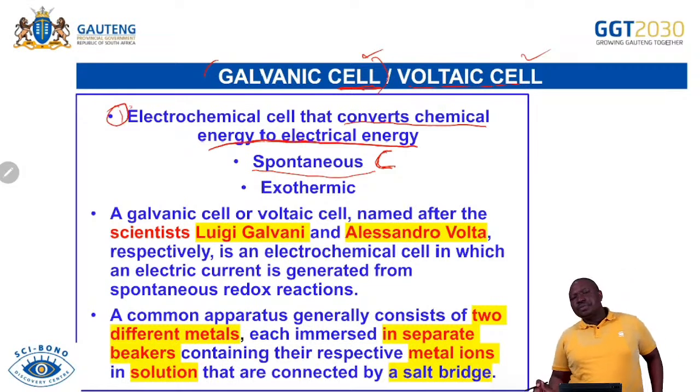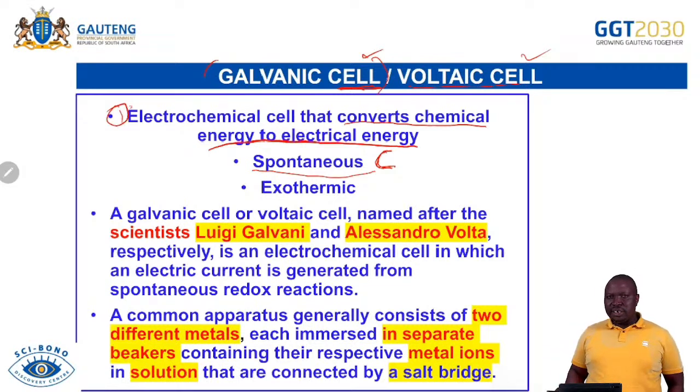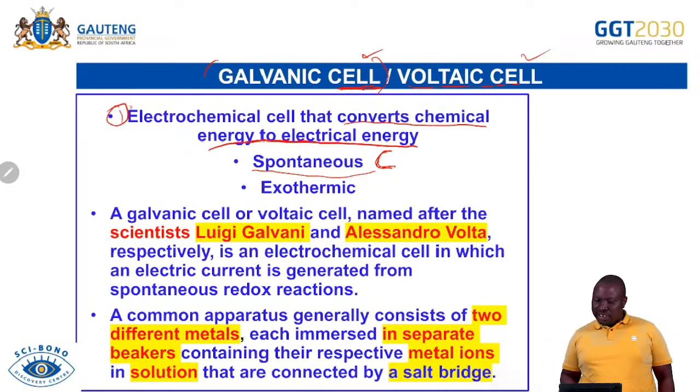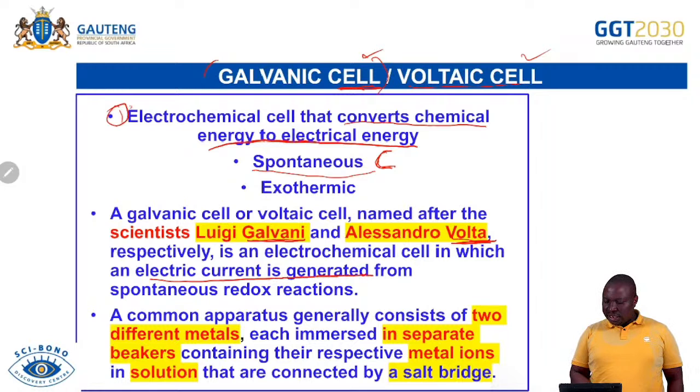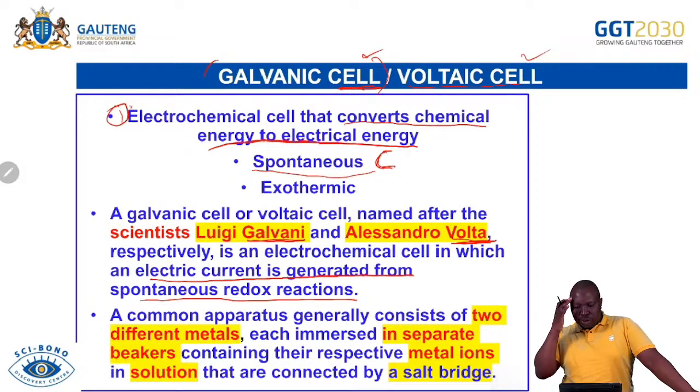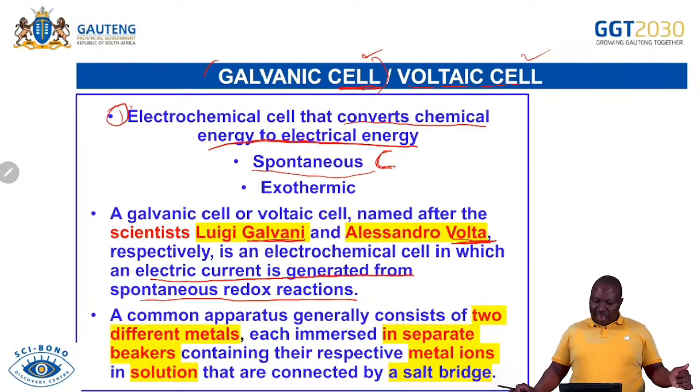Now, a brief history. We won't ask you about the history of the galvanic cell in the exam, but I thought it would be very important for you to understand where this is coming from. A galvanic cell or a voltaic cell is named after the scientists Luigi Galvani and Alessandro Volta, Volta for voltage, respectively. This cell generates electric current from spontaneous redox reactions. These are the people who did a lot of research on the galvanic cell and voltaic cell that we are doing today. So I thought it would be important that you know where the names are coming from.